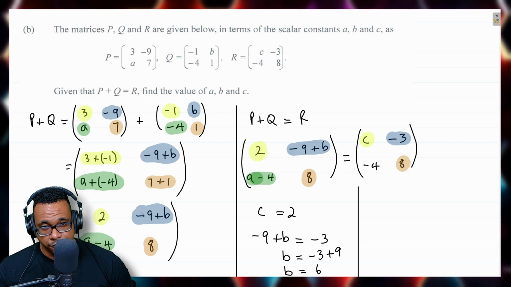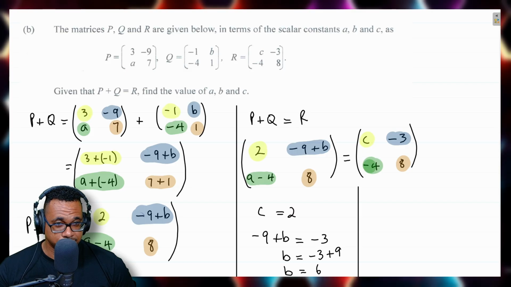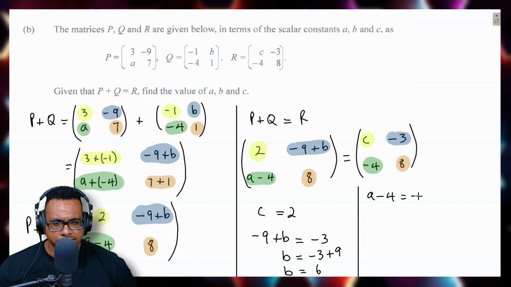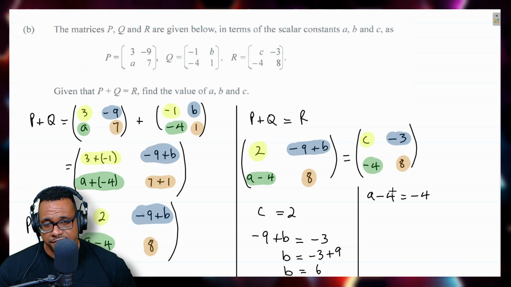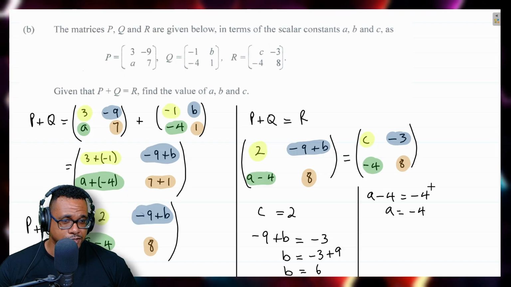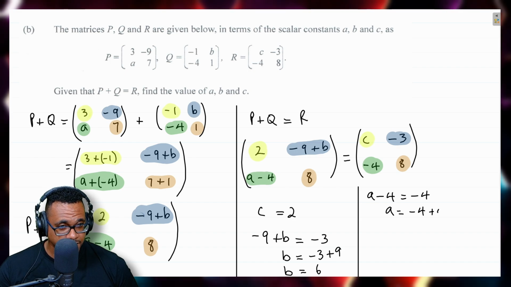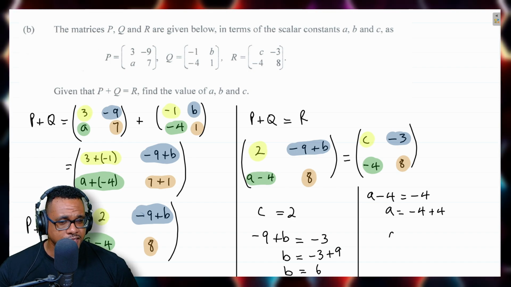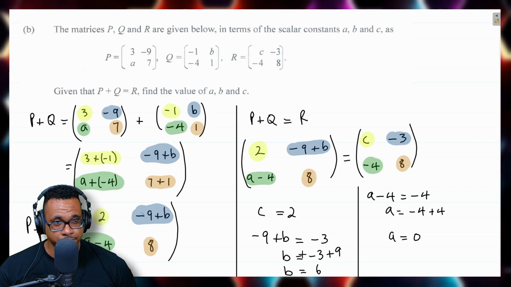But the A take away 4 is in the same position as this negative 4. Therefore, A take away 4 is equal to negative 4. So we carry across this negative 4. We'll have A is equal to negative 4, and this goes across and turns positive 4. And of course, negative 4 plus 4 is just 0. So A is equal to 0.